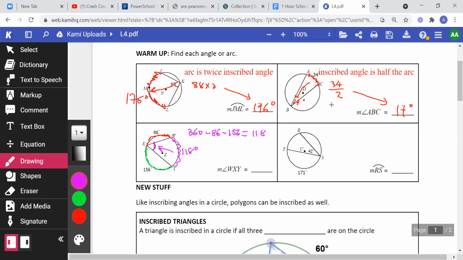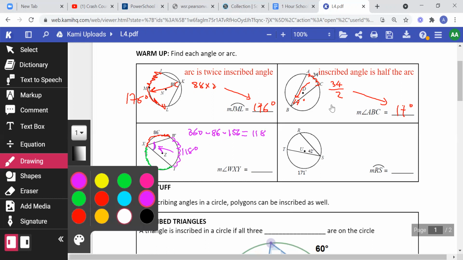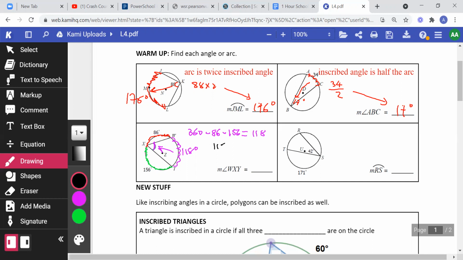Then to get the inscribed angle, what do we do? The inscribed angle is always half the arc, okay? So we're going to do 118 divided by 2, and that gives us 59. So it means this angle here is 59 degrees.